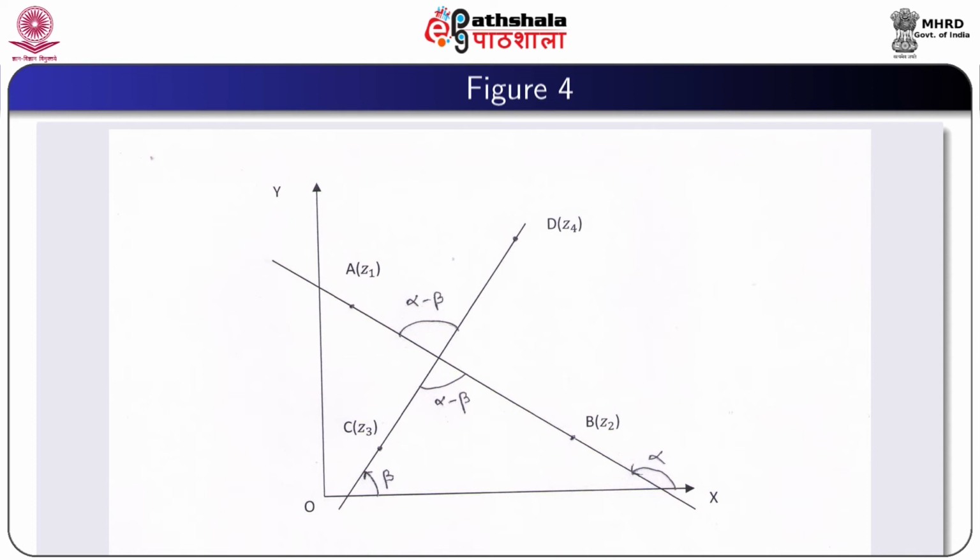So, this is our figure. Here line AB makes an angle alpha with the positive real axis, and line CD makes an angle beta with the positive real axis. The coordinate of A is Z1, coordinate of B is Z2, coordinate of C is Z3, and coordinate of D is Z4.